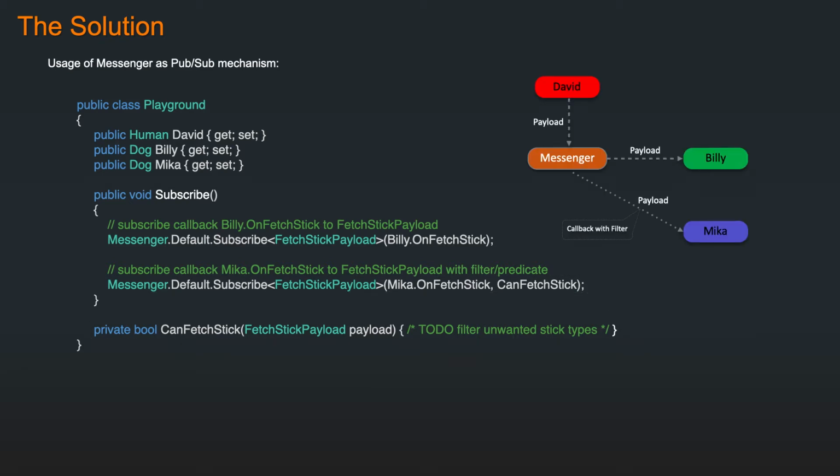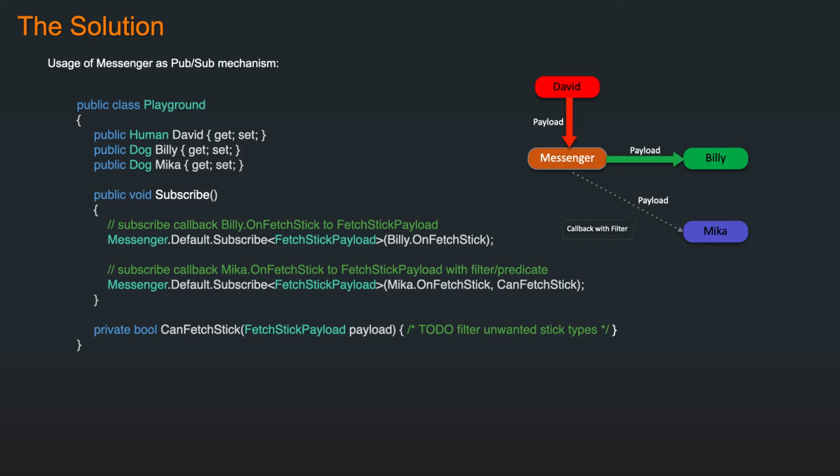Both Dog and Human classes are not aware about each other and do not have any references between them. FetchStick payload is used to pass information between them via Messenger. David publishes fetchStick payload without being aware who is the subscriber. This is a one-way operation, or so-called fire and forget action.